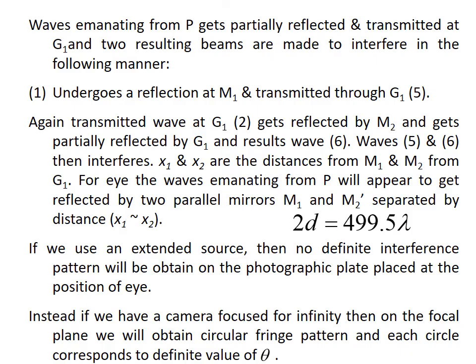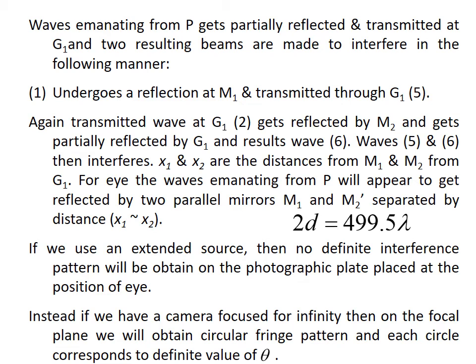Here is the working in the following steps. You can go through it one by one. I have explained this to you earlier. One thing I would like to point out is that 5 and 6, the beams from all the processes at the beam splitter, appear to our eyes as if they are emanating from P, and they are getting reflected by two parallel mirrors M1 and M2 dash separated by a distance x1 minus x2.